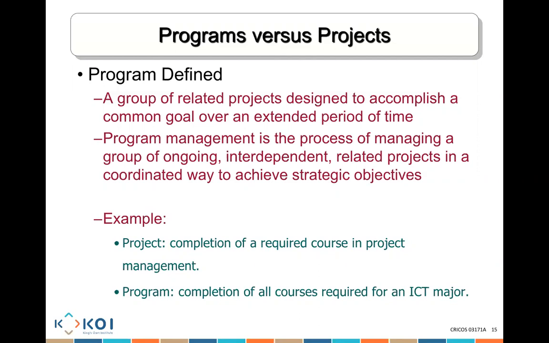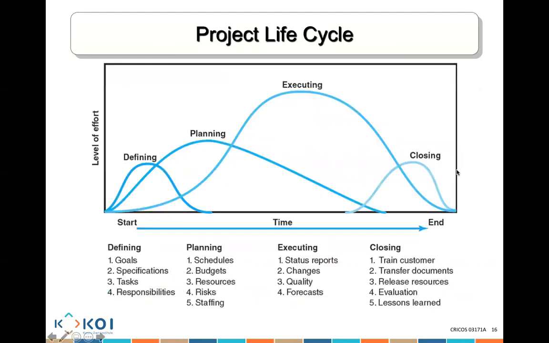So we talk, for example, about completing a required course in project management. That's great. If we complete project management, we finish one project. But if we complete every single subject of your degree, that is the whole program, then you get the information technology major that you are trying to achieve. So not one project, you need to finish all of these things to be able to reach your goals.